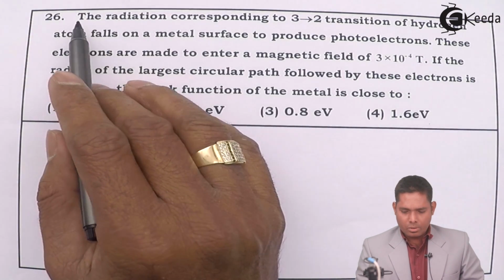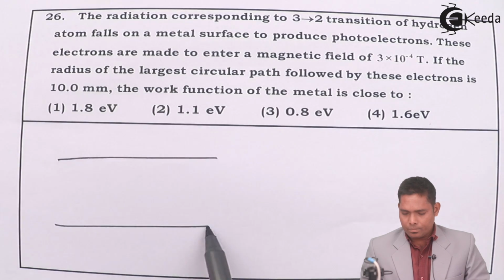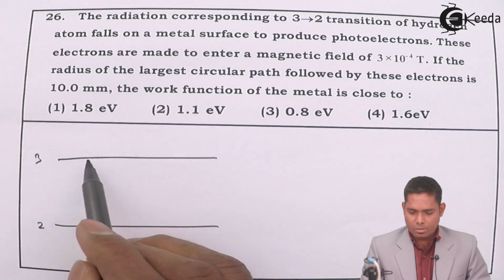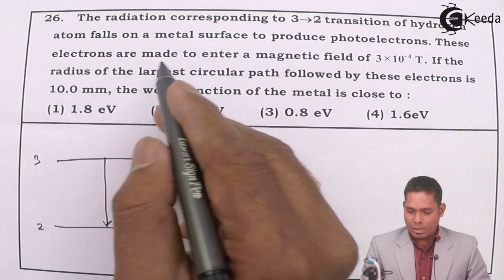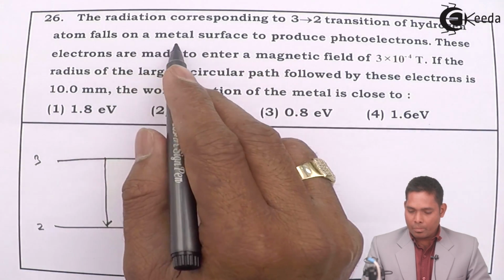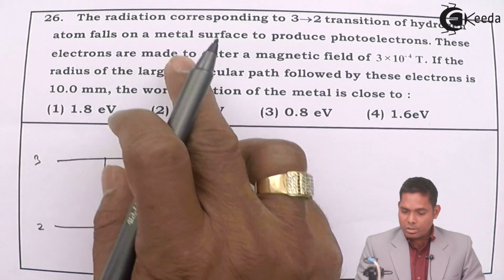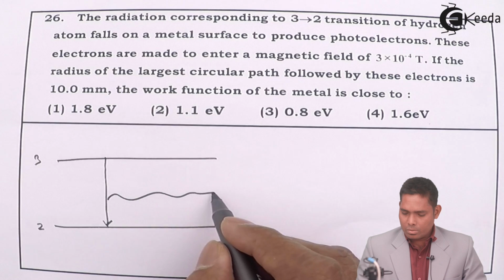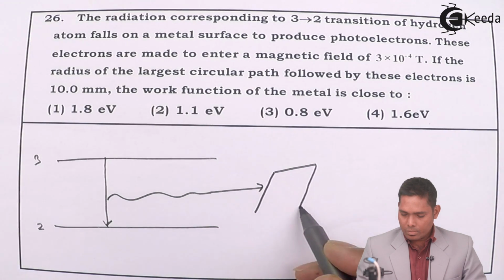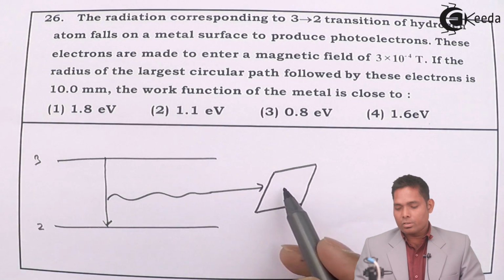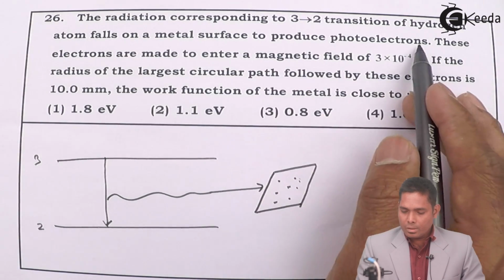The question is: the radiation corresponding to the 3 to 2 transition of a hydrogen atom. This is the second orbit, this is the third orbit. The transition is from 3 to 2 of a hydrogen atom, and it falls on a metal surface. So whatever radiation comes out falls on a metal surface. Suppose this is a metal surface, the radiation falls on this, and it produces photoelectrons.